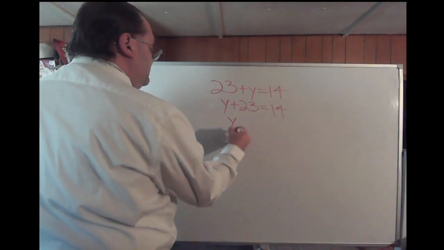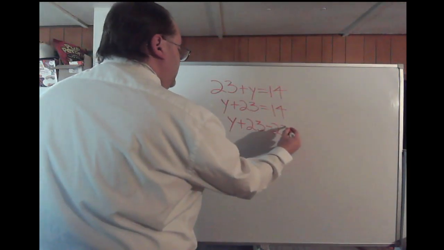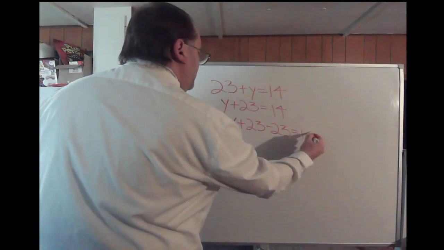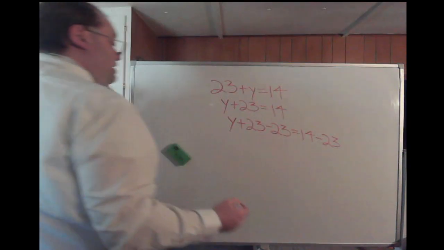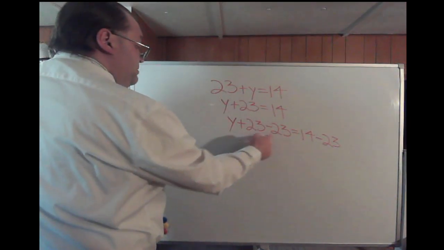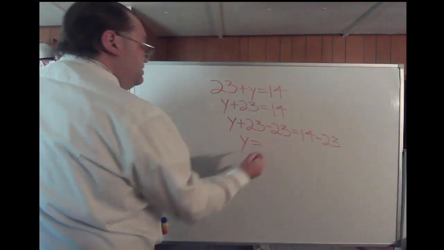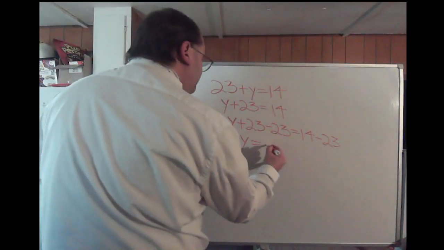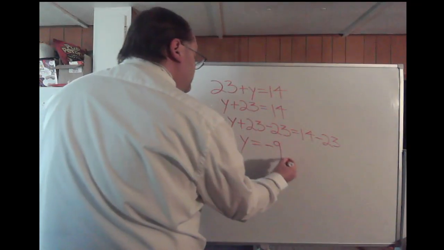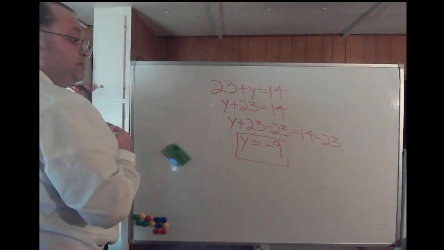You have plus 23, so you need to minus 23. So y plus 23 minus 23 would happen to equal 14 minus 23. Okay, so now you have 23 minus 23, that's 0, which would just leave y by itself. Now what's 14 minus 23? Well, that's going to be negative 9. So y equals negative 9. That would be the answer.